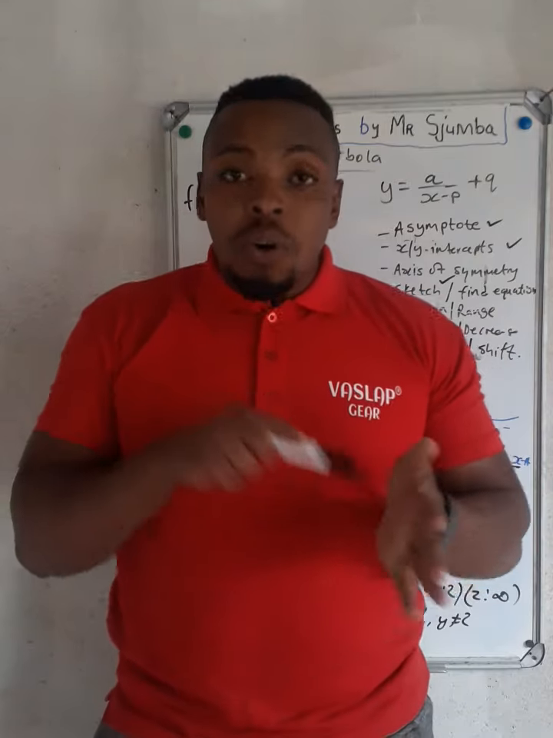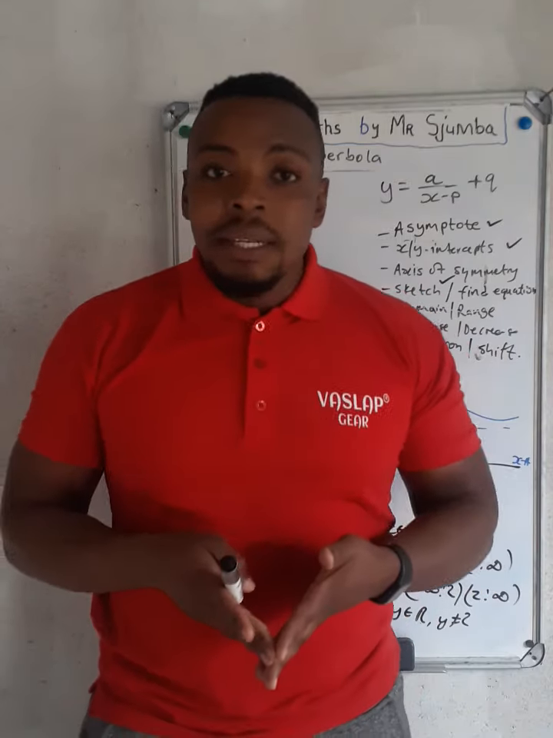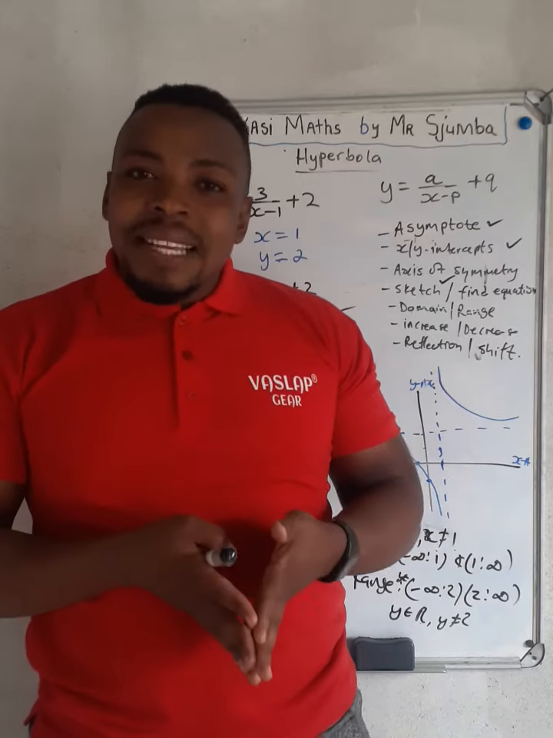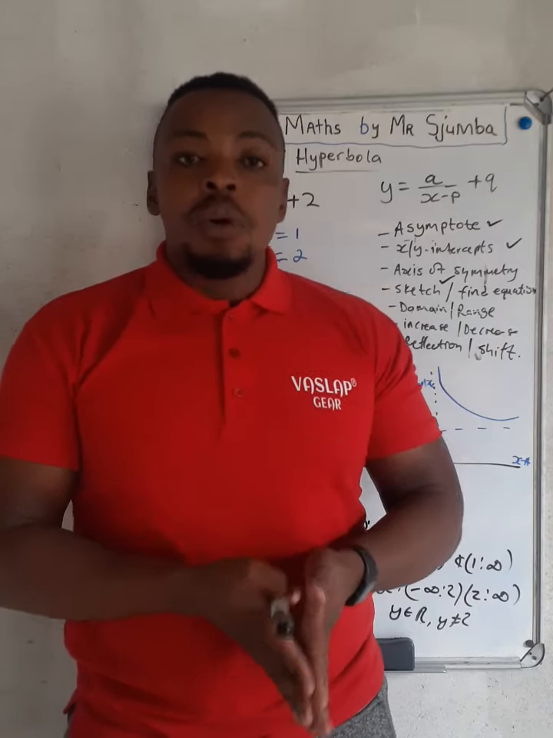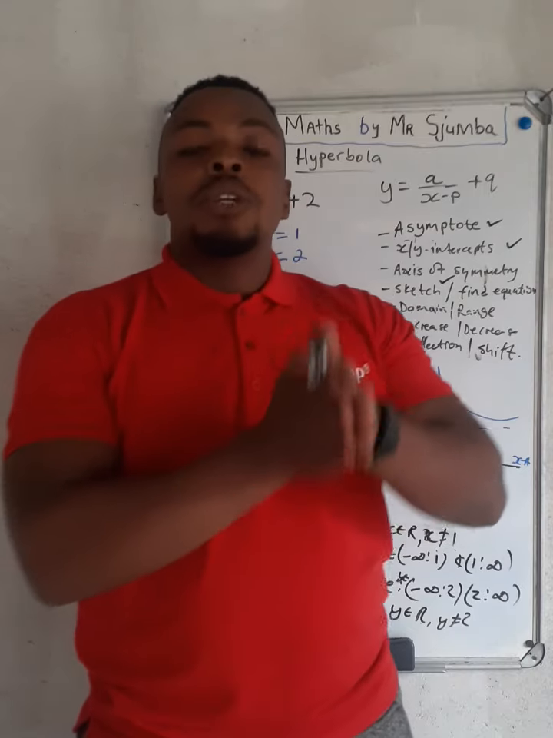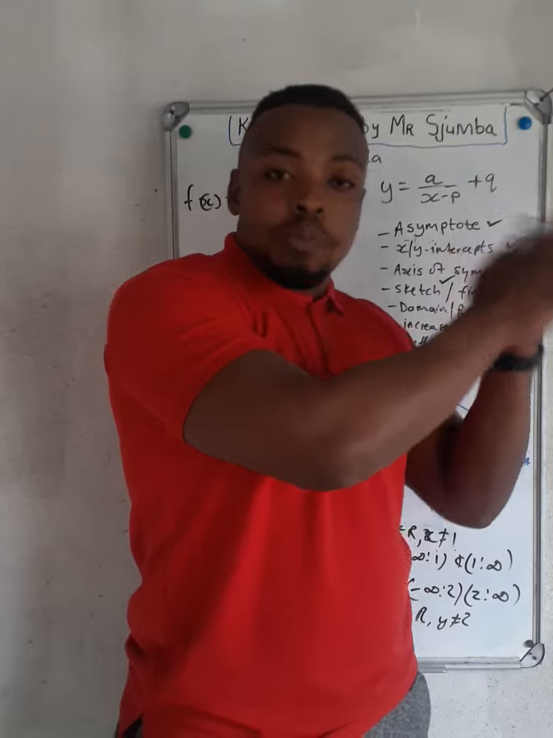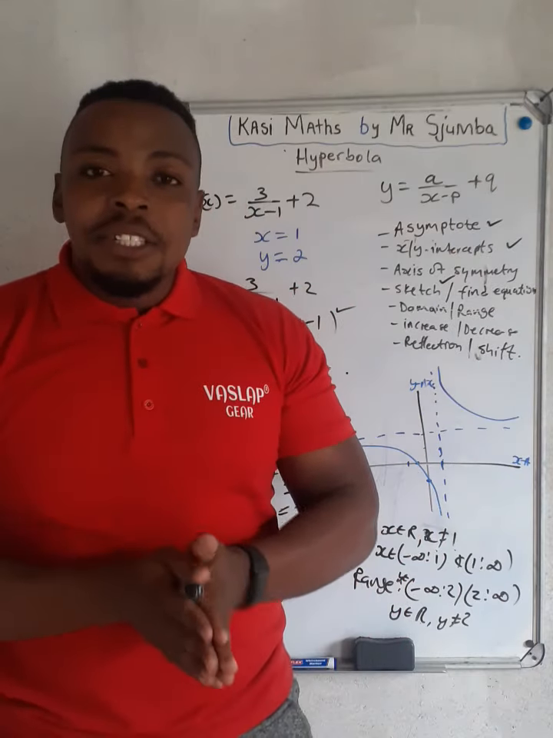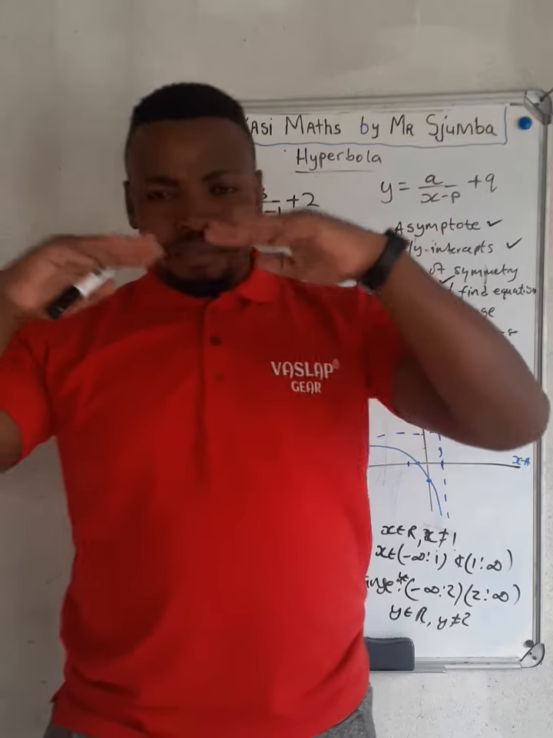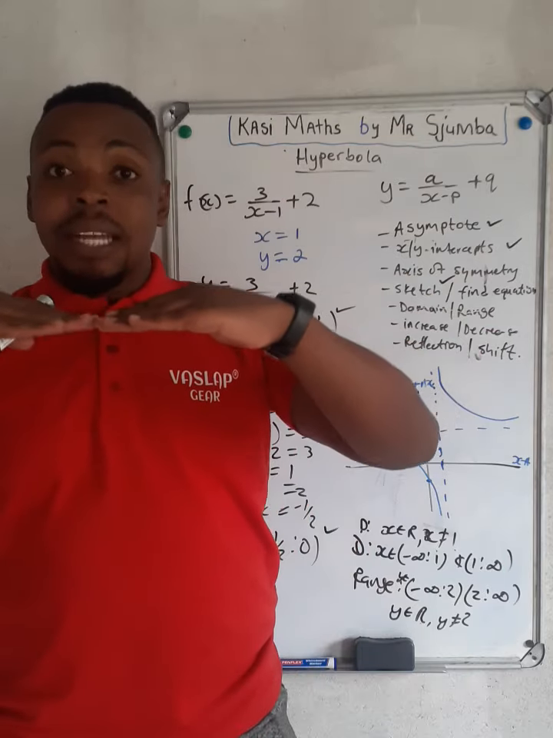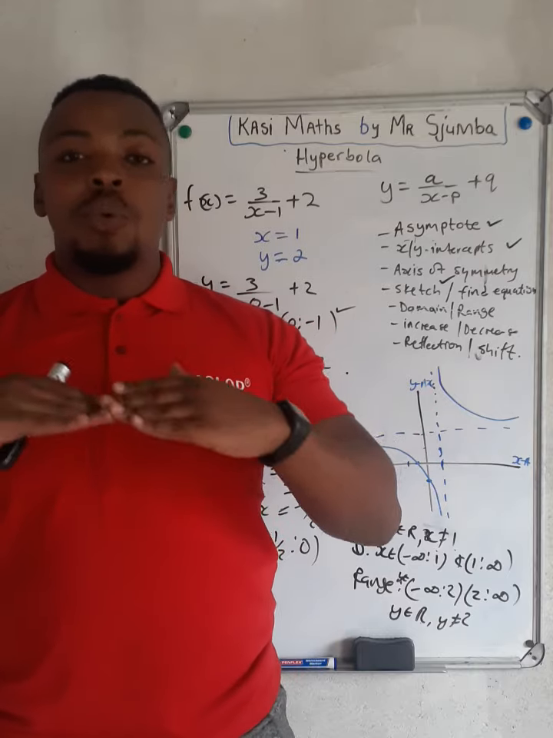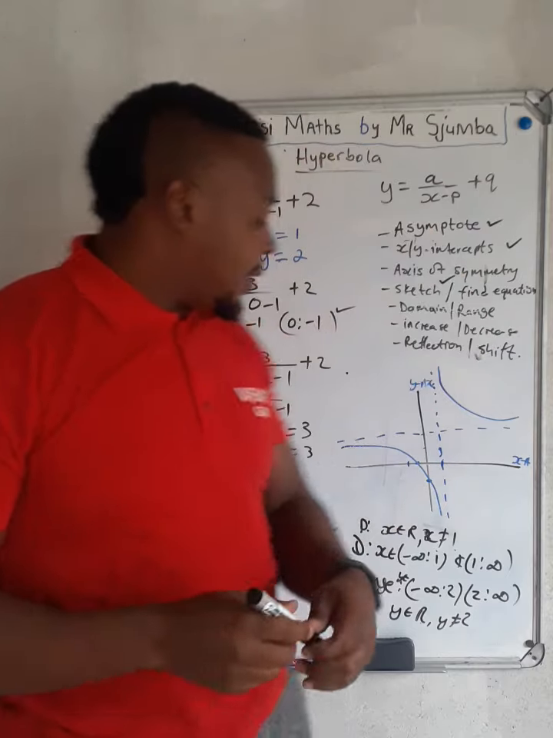So the domain of a hyperbola is always from negative infinity to the vertical asymptote, then from the vertical asymptote to positive infinity. The range is from negative infinity to the horizontal asymptote, and then from the horizontal asymptote to positive infinity.